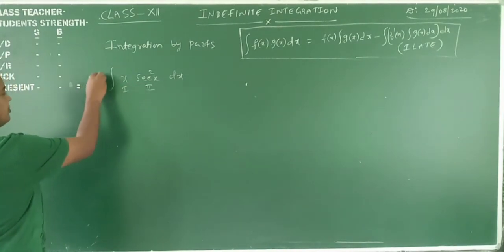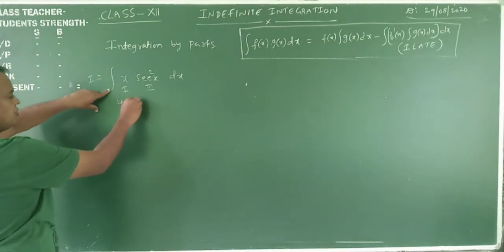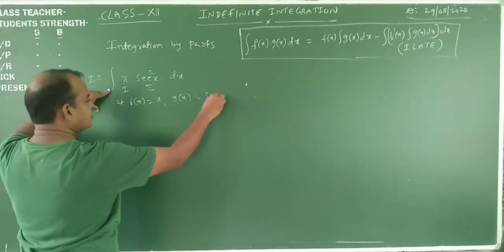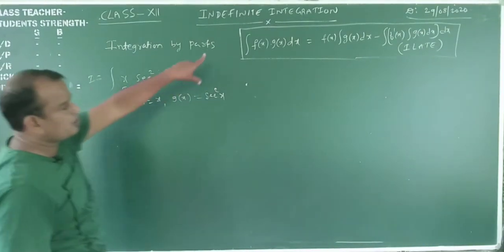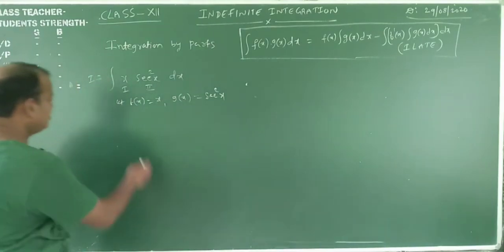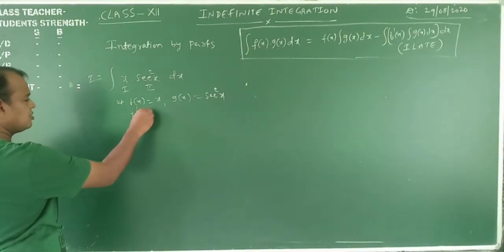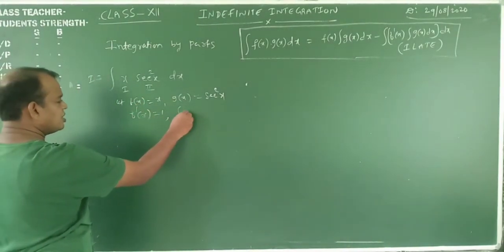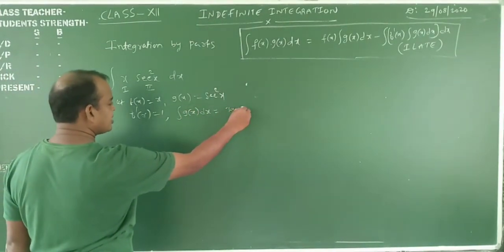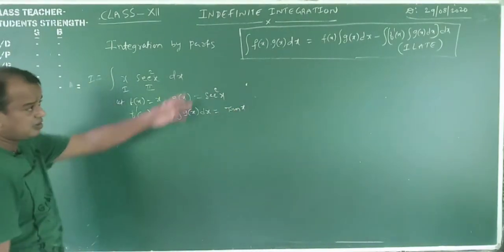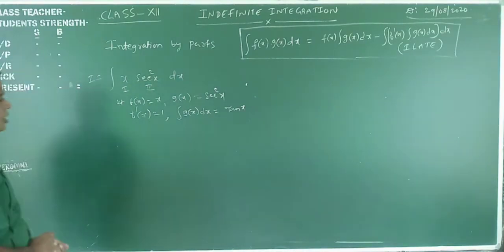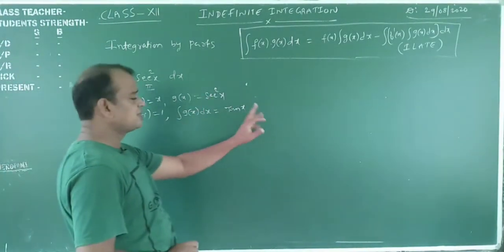Here, let f of x be equal to x, and g of x is equal to how much, my dear students? Secant square x. Now, in this formula, only f derivative and g integration. Differentiating, f dash of x is equal to 1. The integral of g of x dx, the integral of secant square x, is tan x. Don't write the plus c now. After that, totally write the plus c. Totally you take only one constant.